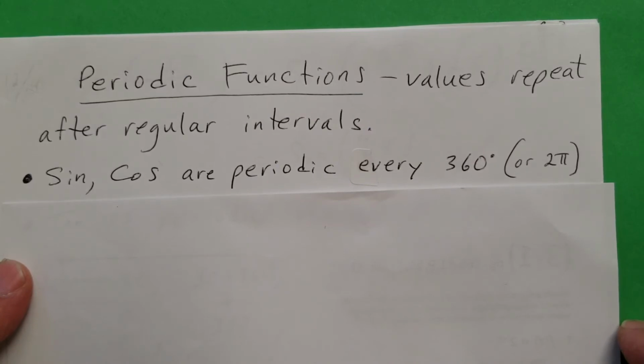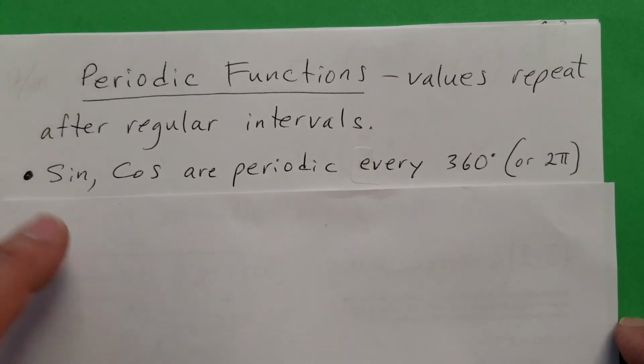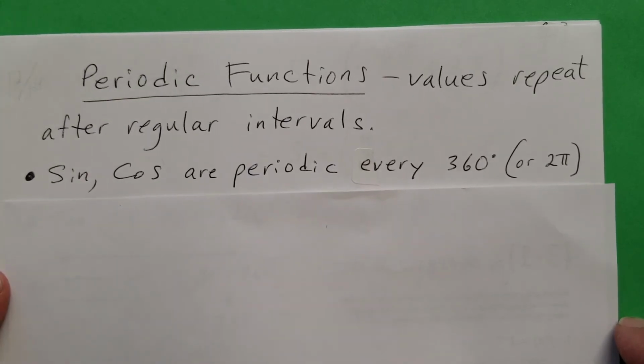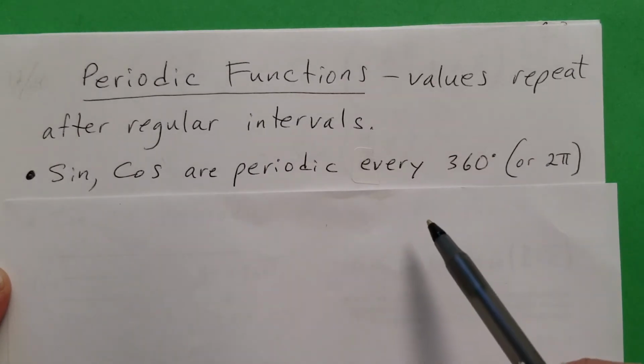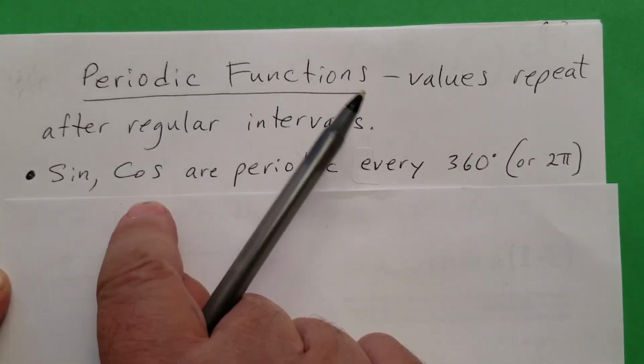For example, the sine or cosine of 5 degrees is the same as the sine or cosine of 365, which is the same as the sine or cosine plus 360 on top of that. So every time you come back, it's going to have the same value for sine and cosine.